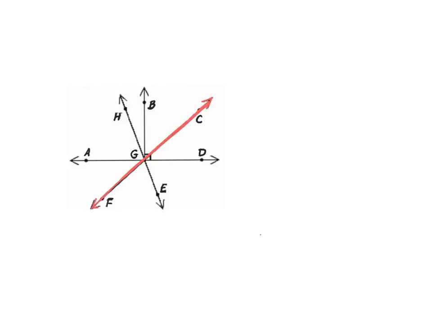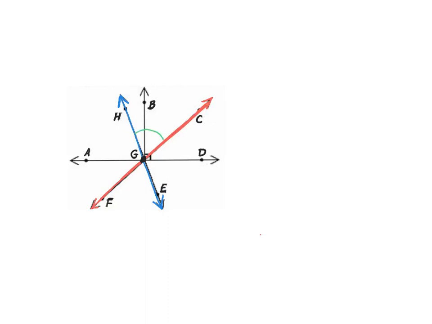And line CF intersects with a couple of lines, but let's look at line HE here that it intersects with. So we found angles now. We found 2 intersecting lines. Now let's look at the angles that are formed by these 2 intersecting lines, and they're all going to share this common vertex of G, but what I'm looking for is angles that do not share a common side. They will be our vertical or opposite angles.